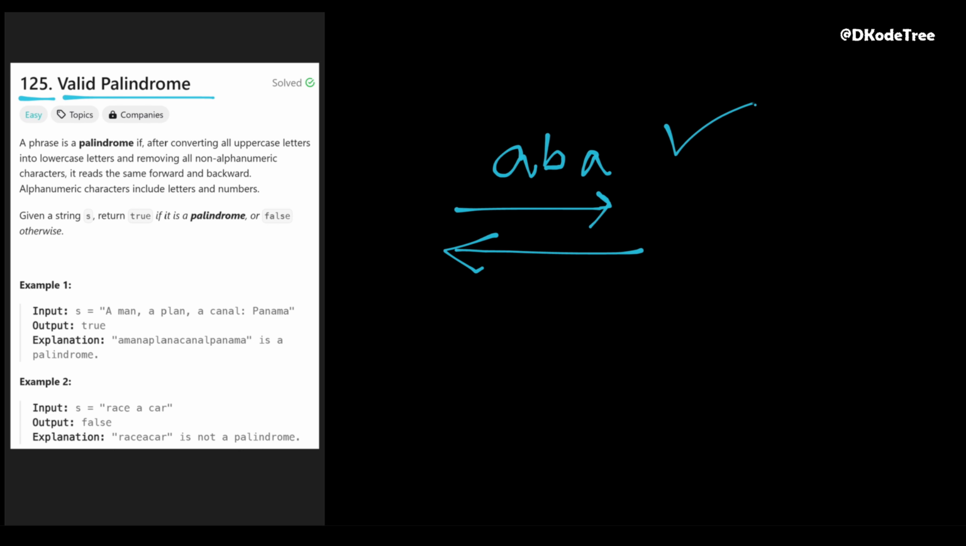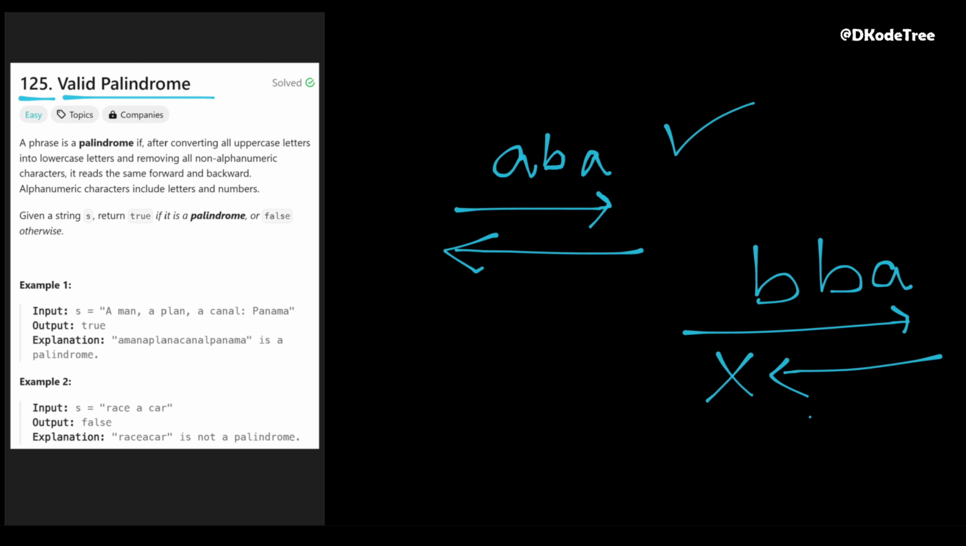So it's a palindrome. But the string BBA is not. If we read it forward, it is BBA, but if we read it backward, it is ABB, which is not the same. So it's not a palindrome.